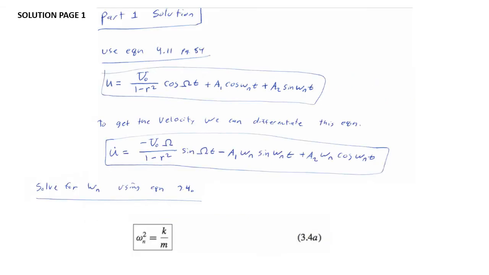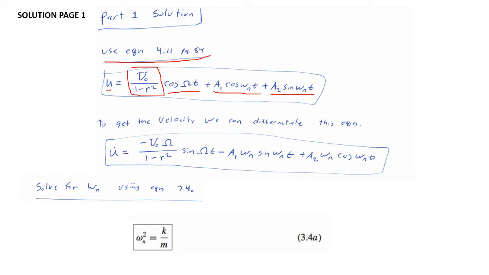So next, we can start our solution. For part 1 of our solution, I'm going to use equation 4.11 on page 84 of our textbook, where we have that u is equal to capital U naught over 1 minus r squared times the cosine omega t, plus a1 times the cosine omega nt, plus a2 times the sine omega nt.